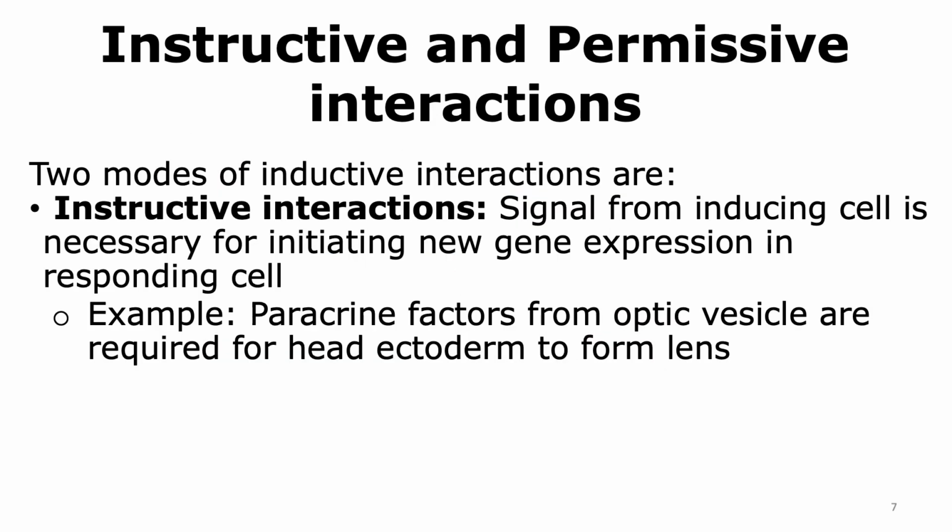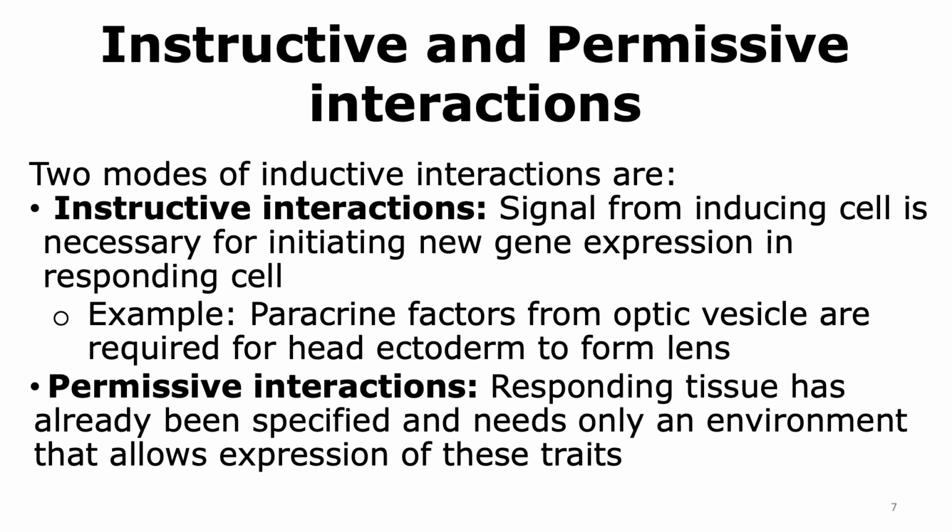There are two modes of inductive interactions that we can observe during development. The first one is called instructive interactions, where a signal from the inducing cell is necessary for initiating new gene expression in the responding cell. For example, paracrine factors from the optic vesicle are required for head ectoderm to form the lens. So the example of eye development comes in the form of instructive interactions, where a signal from the inducing cell is necessary for initiating new gene expression in the responding cell.